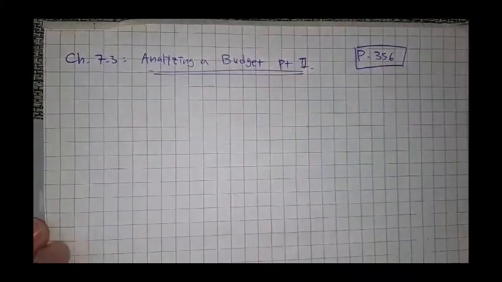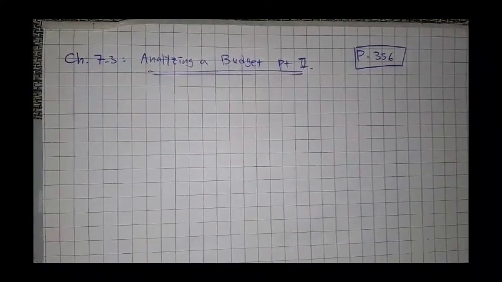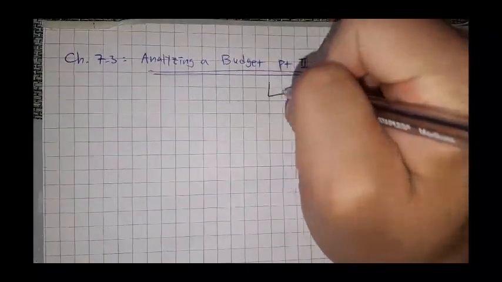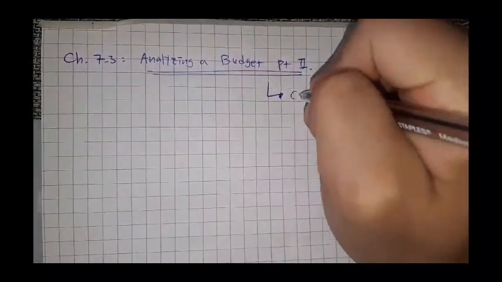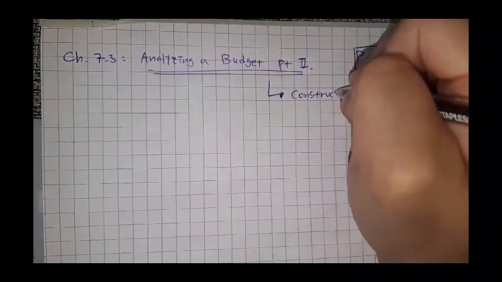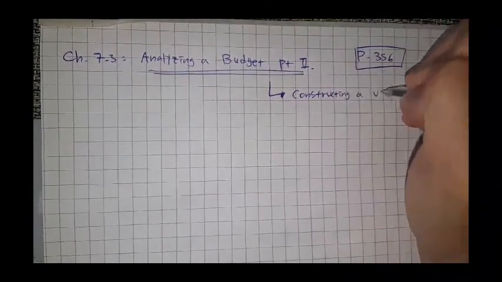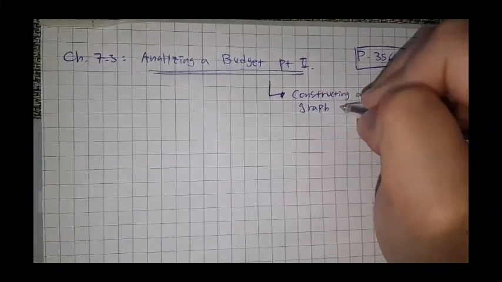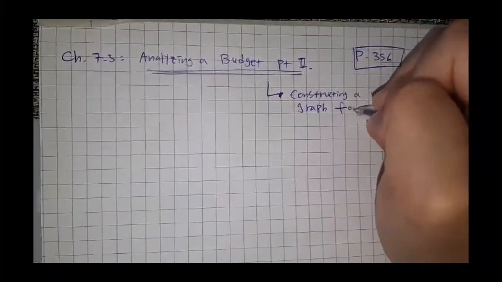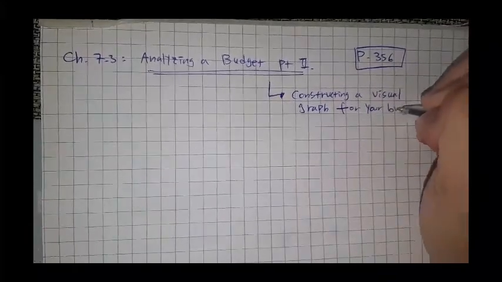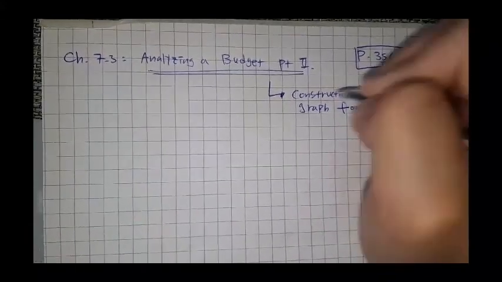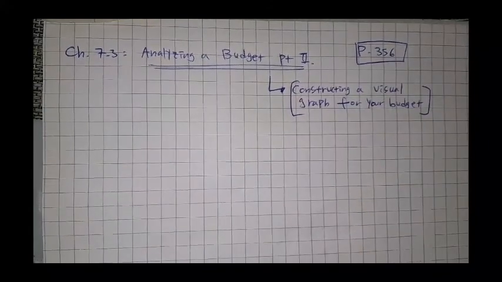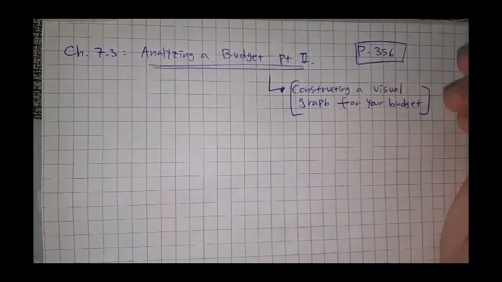As you may notice, this chapter has a lot of Part 1 and Part 2. This should be the last one, and the main thing that we're going to focus on is constructing a visual graph for your budget. That is an outcome, if you will. And as you can see on the top, page 356 is what you need to go to.